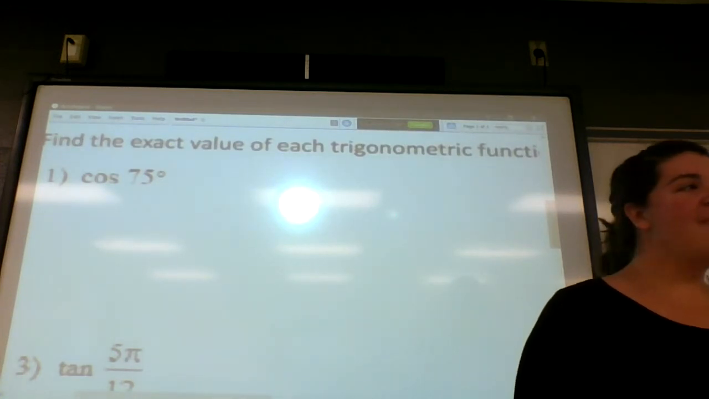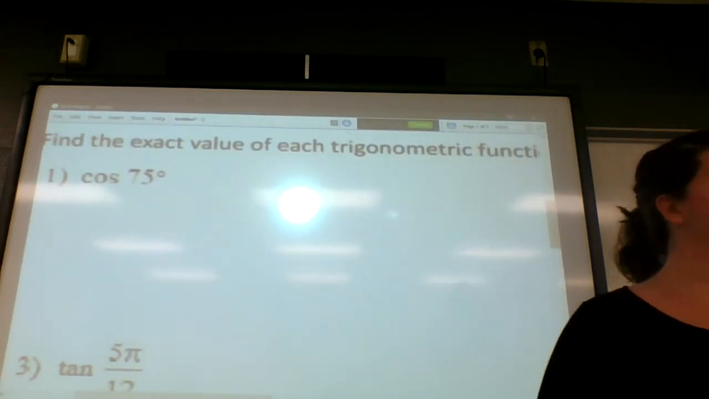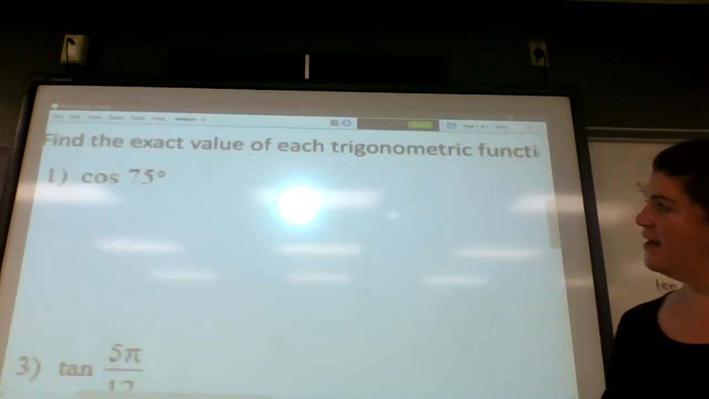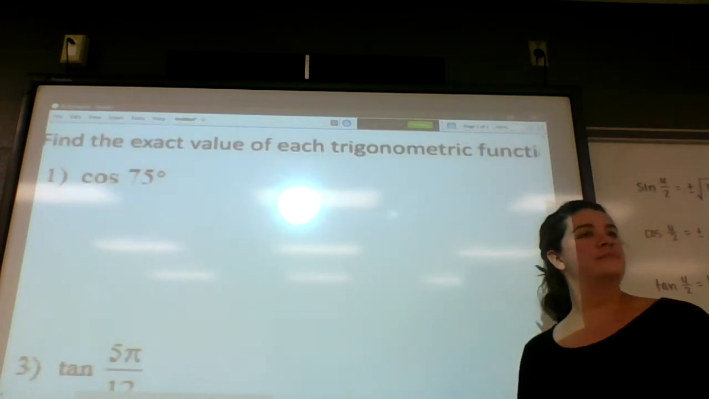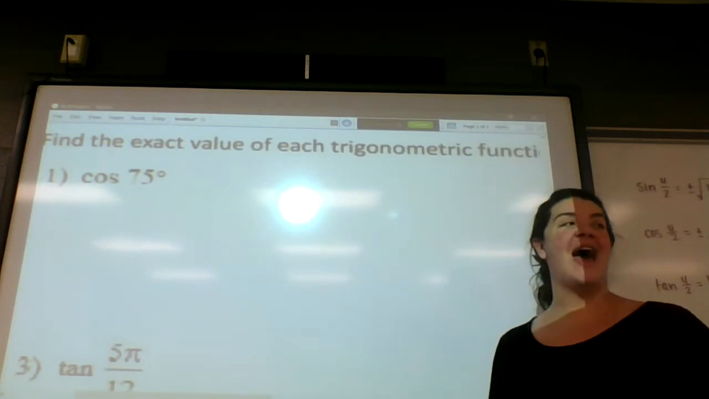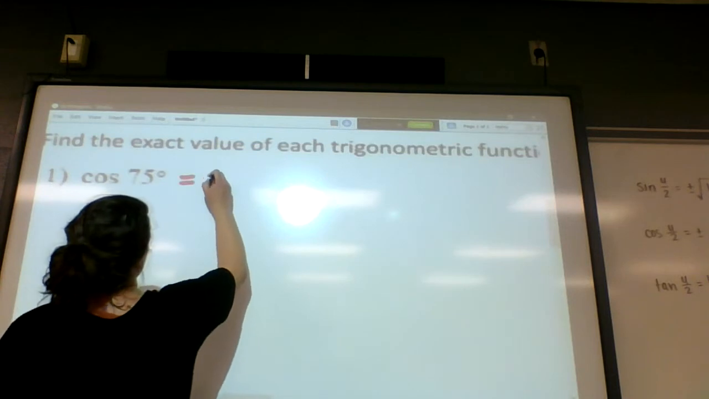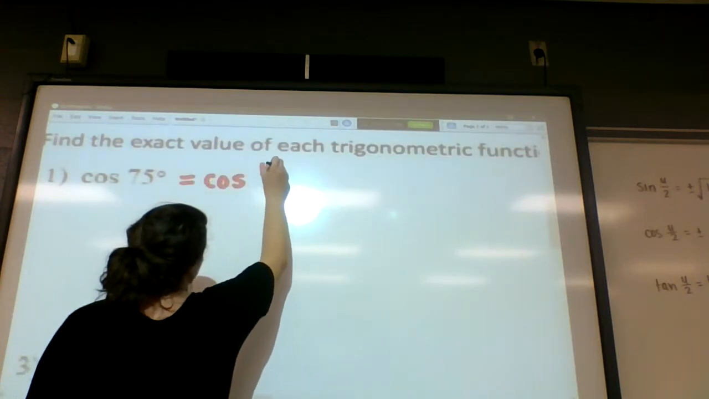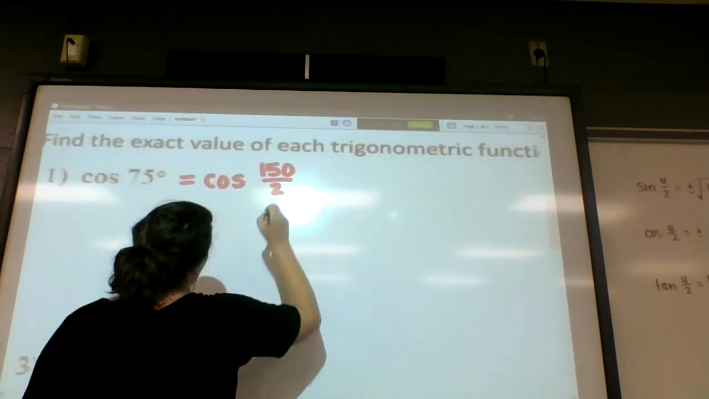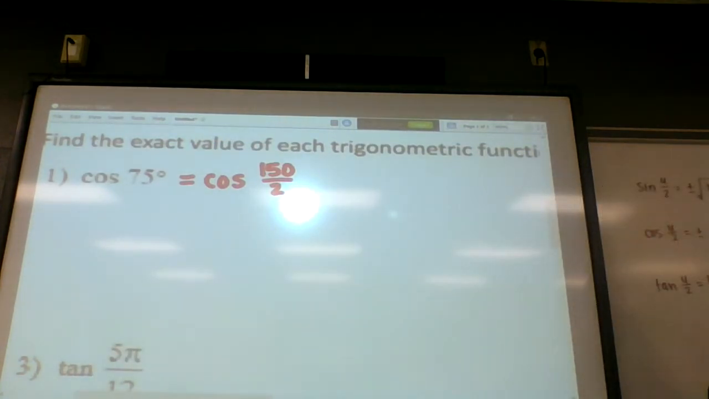75 is exactly half of what angle? What angle cut in half is 75? No, don't cut 75 in half. 75 is half of what? 150, yeah. So another way to say this is we could find the cosine of 150 cut in half, because 150 divided by 2 is the same as 75. And so we can use one of our half angle identities to help us out here.